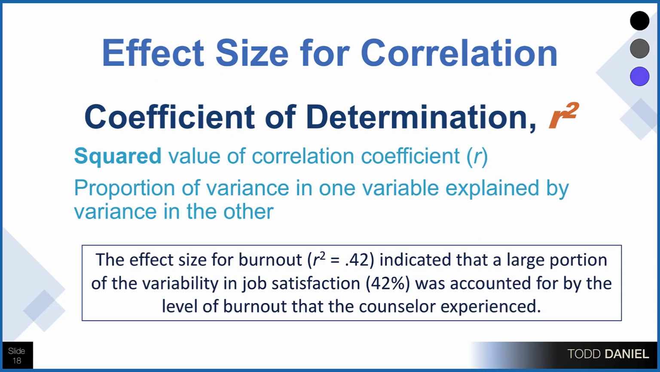But we also need a mathematical way of determining the strength of these relationships. And to do that, we square the correlation coefficient. And this creates an effect size for the correlation. The squared correlation is called a coefficient of determination. This is the proportion of variance in one variable that is explained by variance in the other variable.